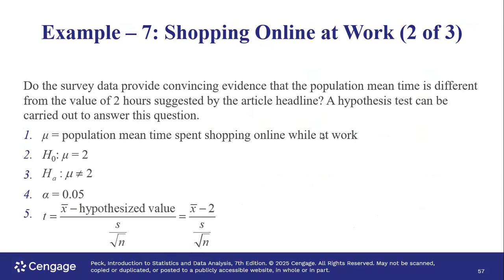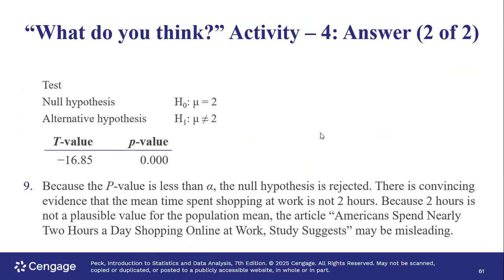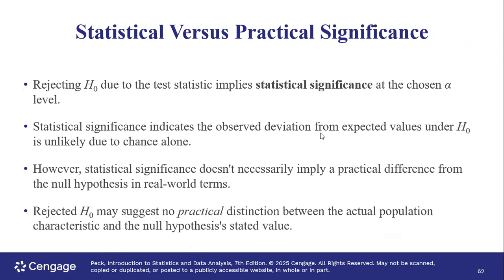Conclusion at alpha equal to 0.05: there is enough evidence to suggest that there is enough support for the alternate hypothesis, mu not equal to 2. Because the p-value is less than alpha, the null hypothesis is rejected. There is convincing evidence that the mean time spent shopping at work is not 2 hours. Because 2 hours is not a plausible value for the population mean, the article claiming Americans nearly spend 2 hours per week shopping online may be misleading.